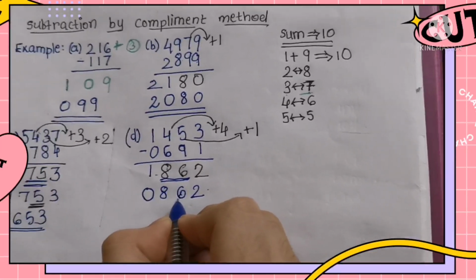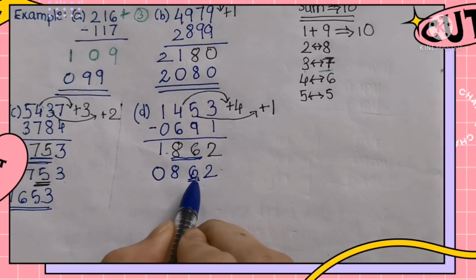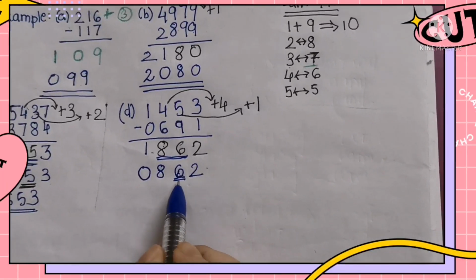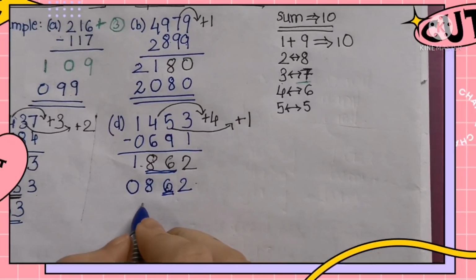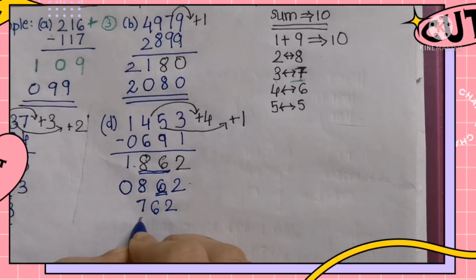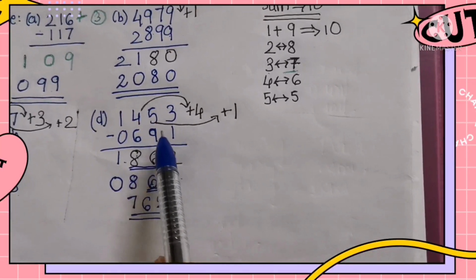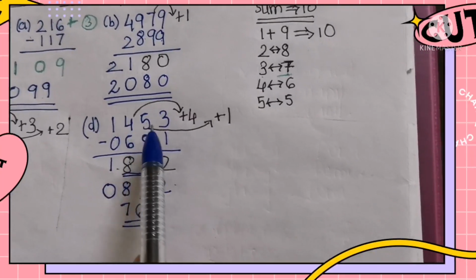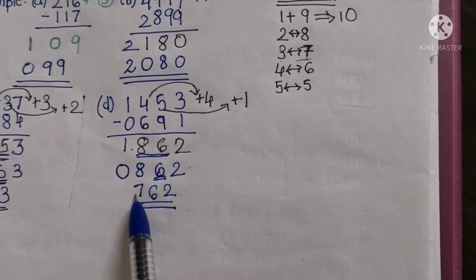As we know, we have also used complement in 6. So the leftmost number of 6 is 8. So we will reduce 1 from 8. That will come as 762. So by subtracting 691 from 1453, we get our answer. We get the answer as 762.